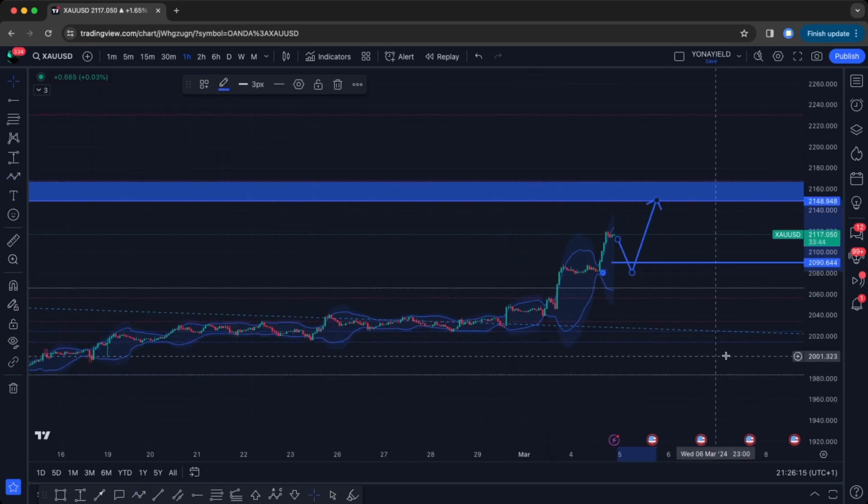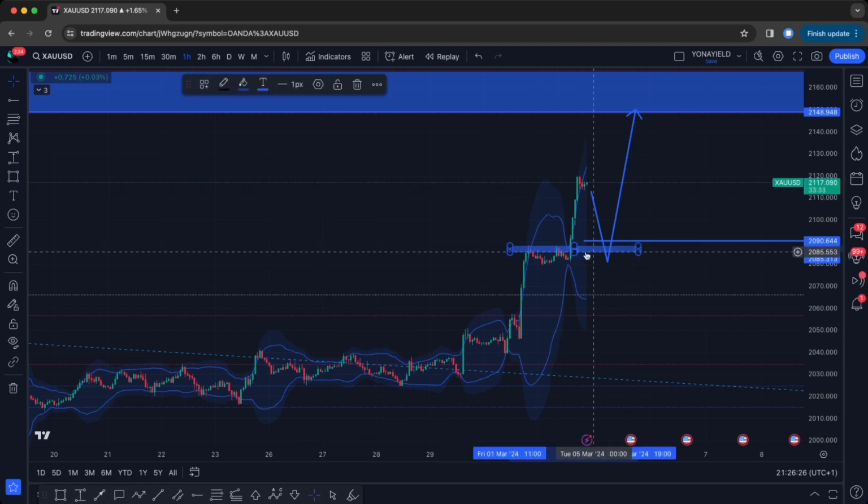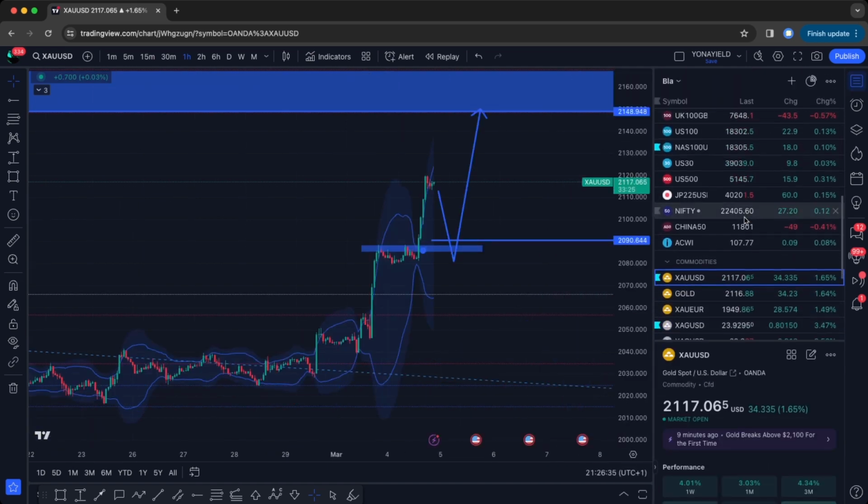So this is the setup for gold. So looking for this wick fill in the daily, and if that comes, that will be a nice opportunity and bring us back in this structure right here where some volume has accumulated, right? So that would be my game plan for gold. Now let's jump into other pairs.